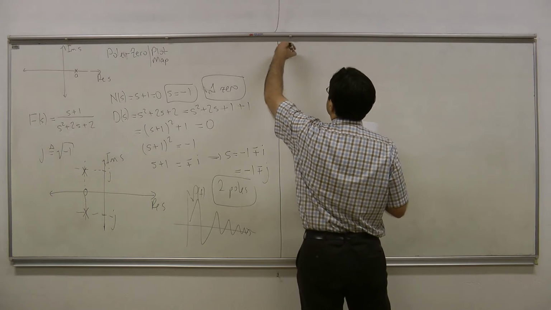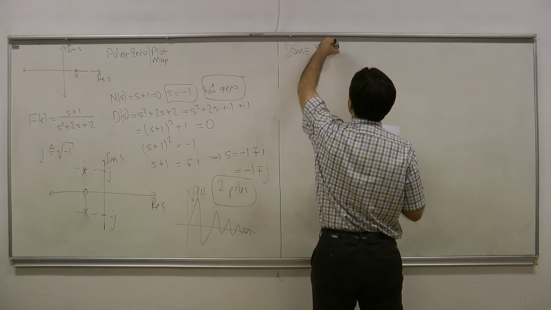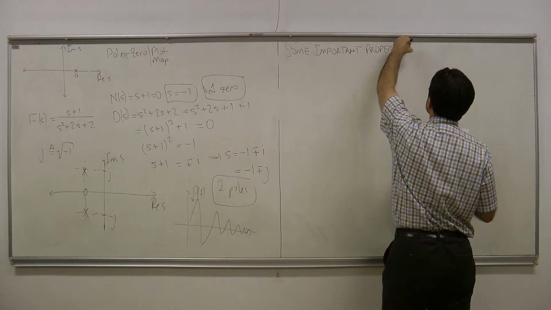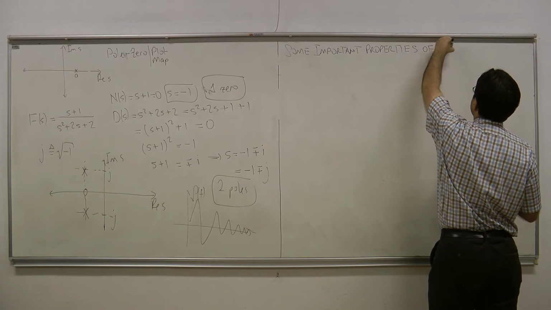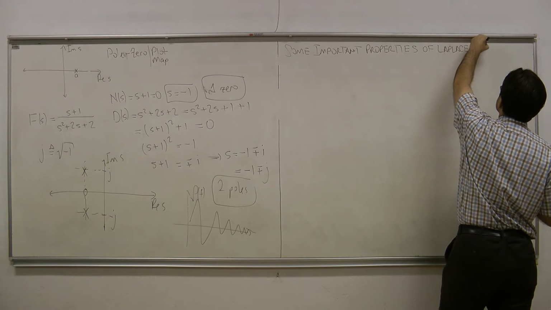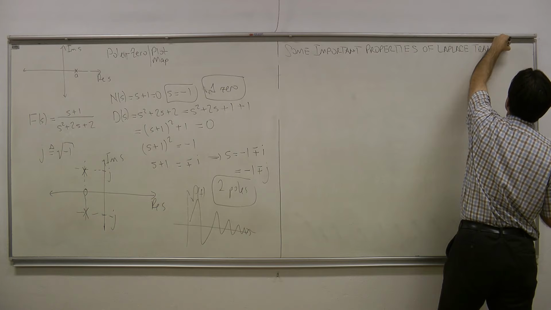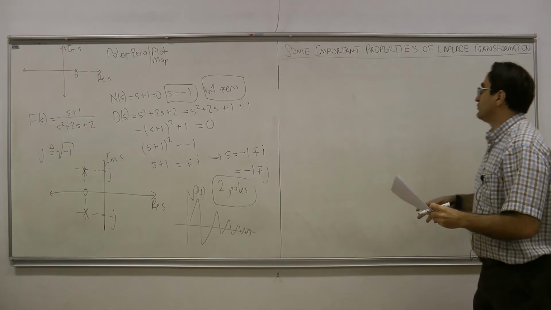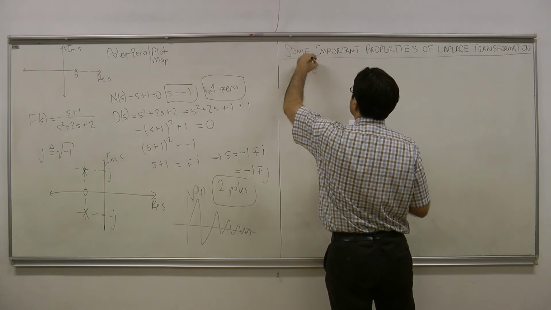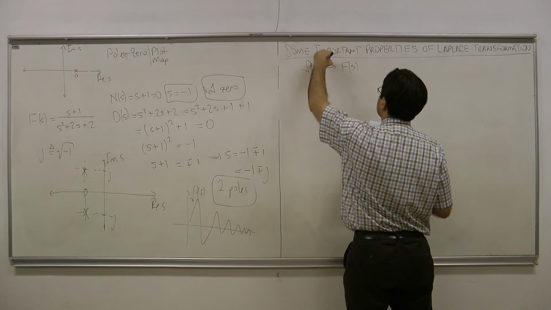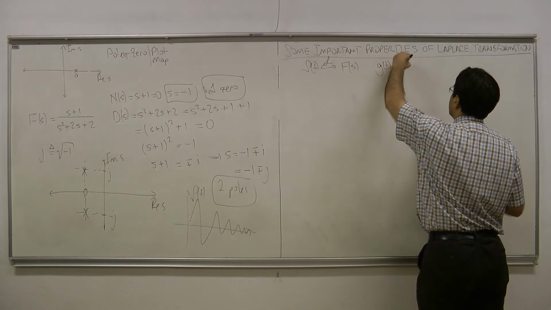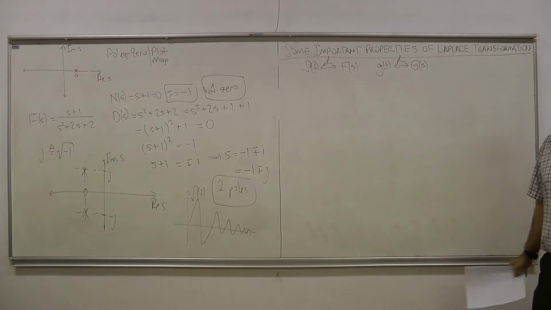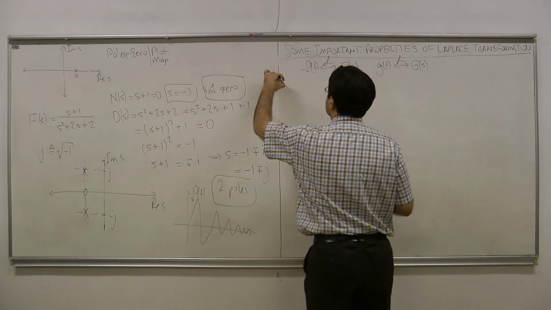So here let us write some important properties of Laplace transformation. In this discussion, I'm going to call a function f of t with a Laplace transform F of s, and have a function g of t with a Laplace transformation G of s. And let us look at the first property, which is the easiest.